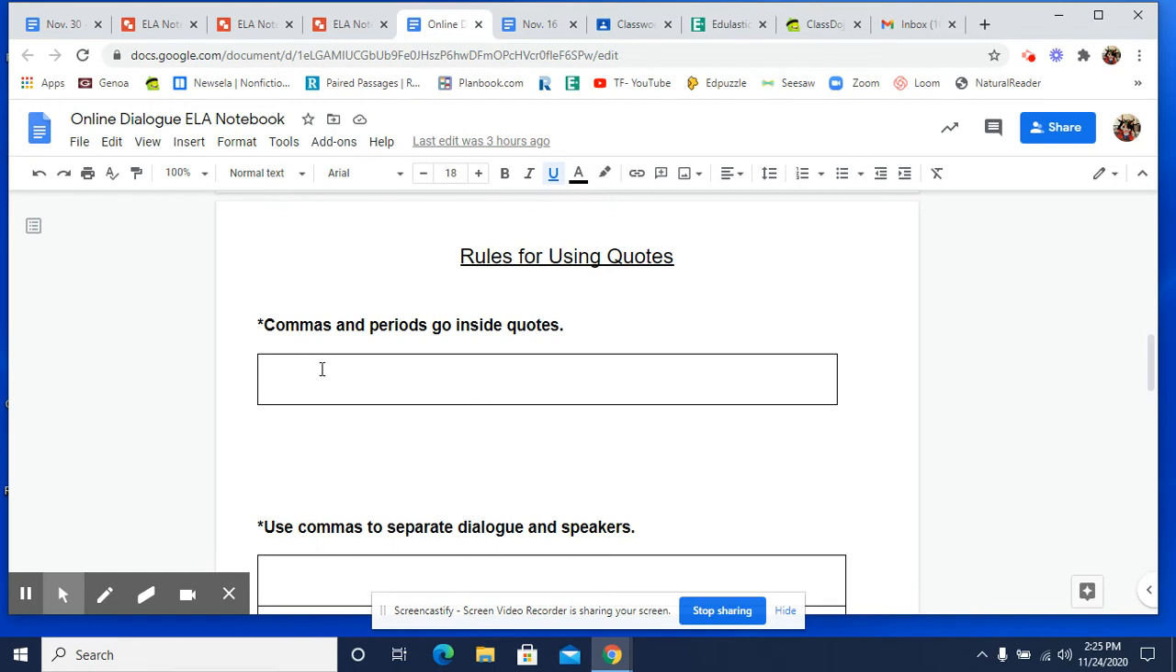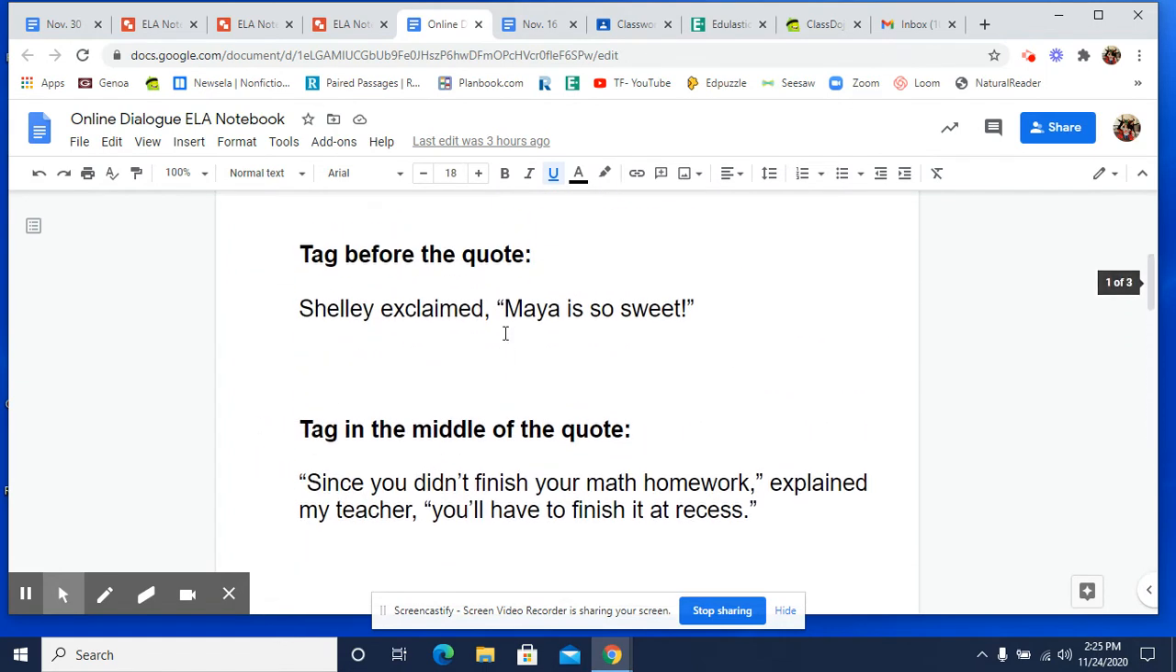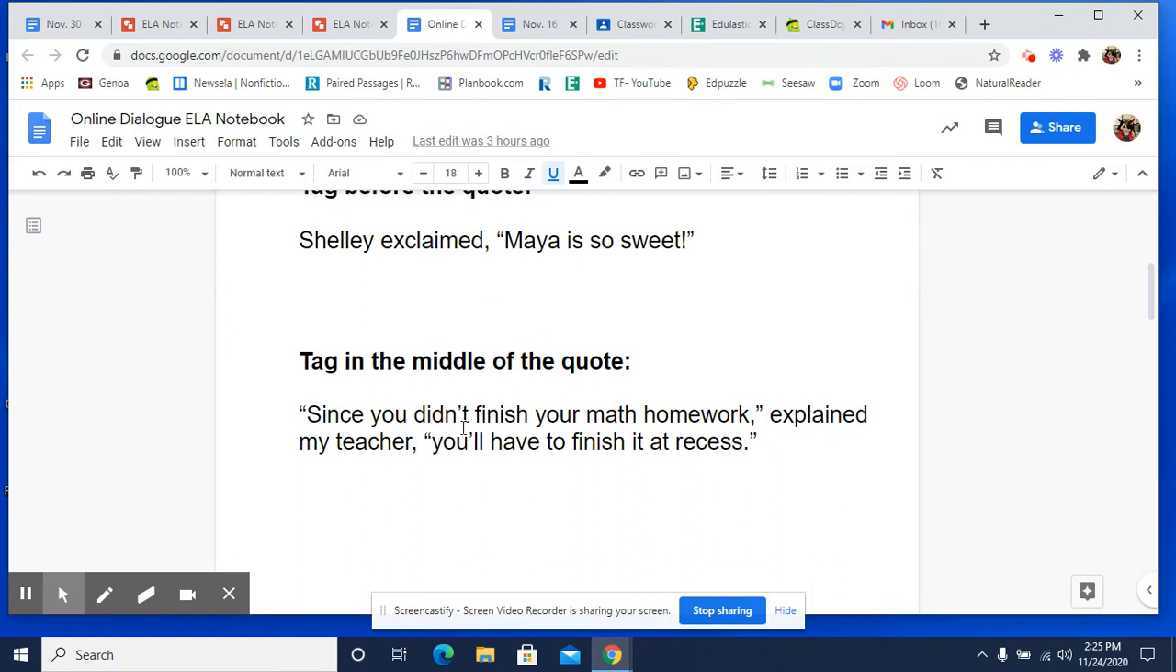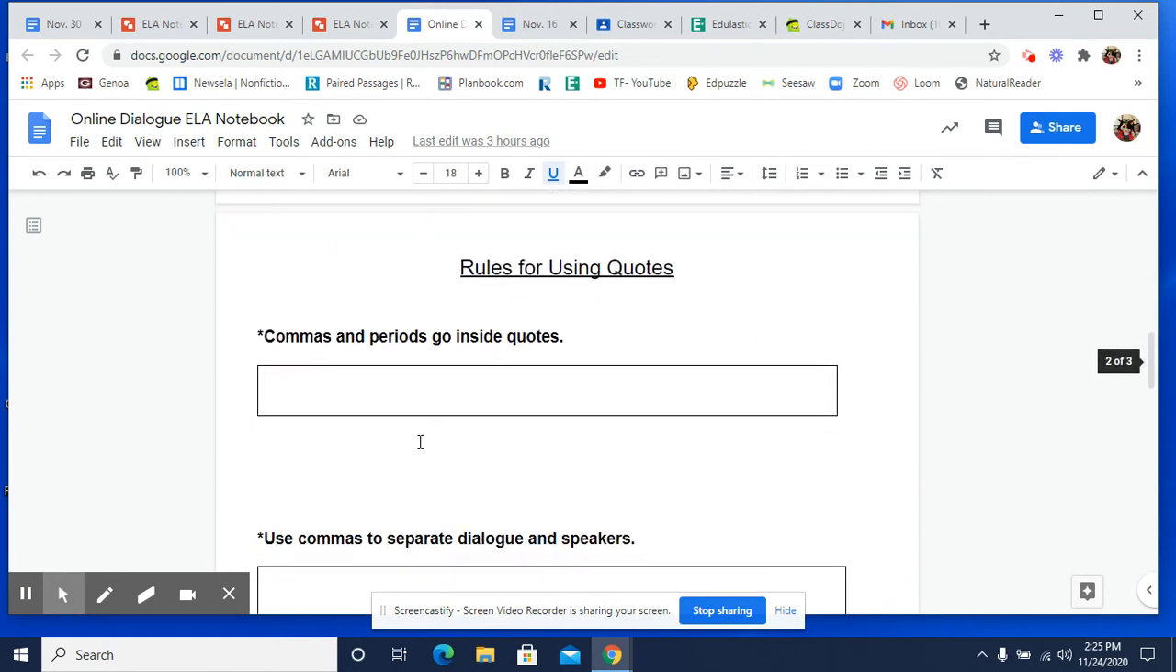All right. So our first rule, the commas and the periods go inside the quotes. Okay. So if you notice up here, when I said Maya is so sweet, you put the end punctuation and then the quotation. When you're looking here, since you didn't finish your math homework, comma, and then the quotation. Okay. So it's always the punctuation first and then the quotation mark. Okay. So let's practice that.